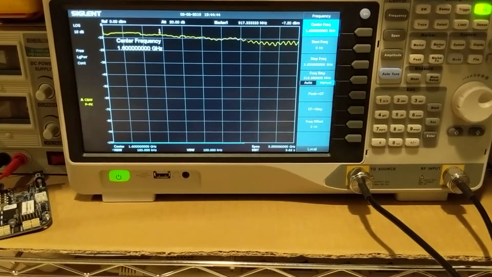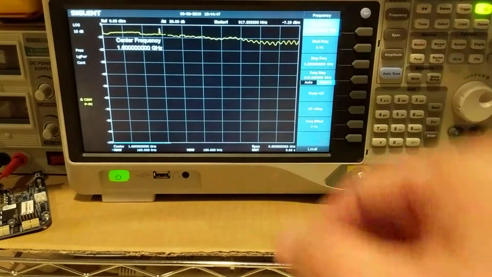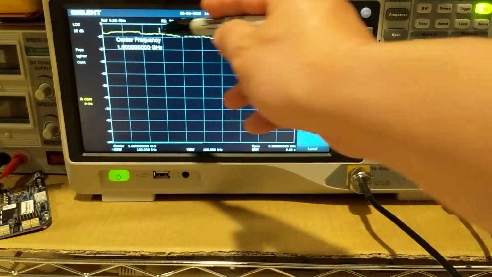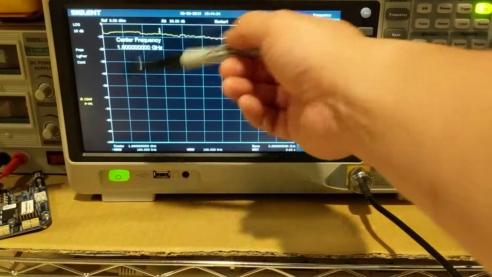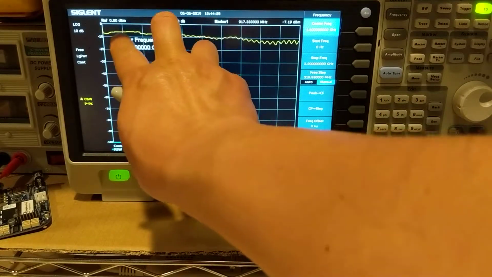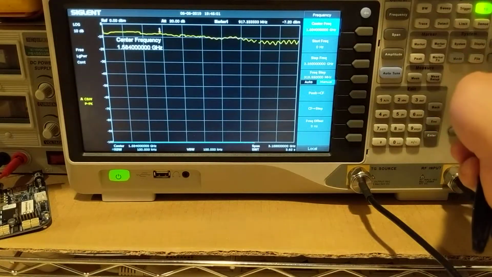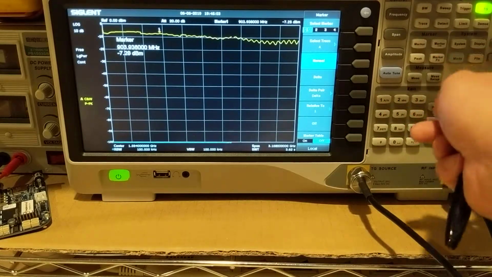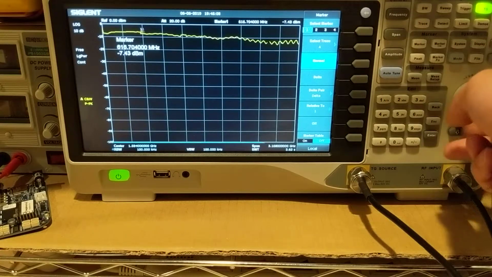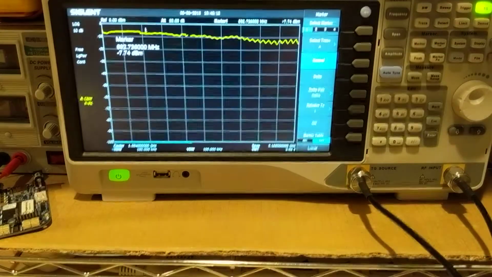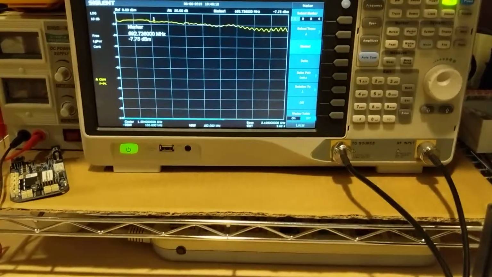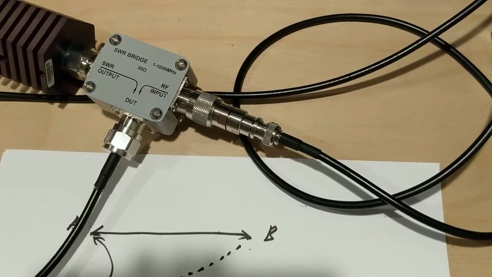Okay, this is the entire band from 0 all the way to 3 gig. We can see the loss is around, we're talking about this portion, which is UHF, VHF, I would say around 7 dB, 6 dB. So let's say 7 dB across the board.